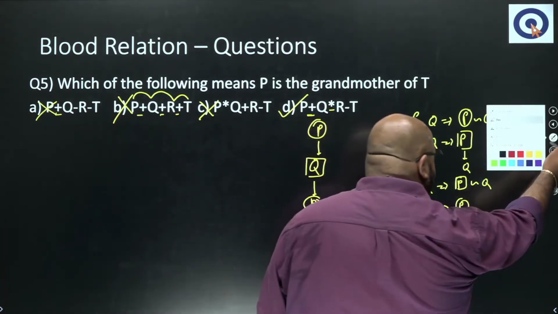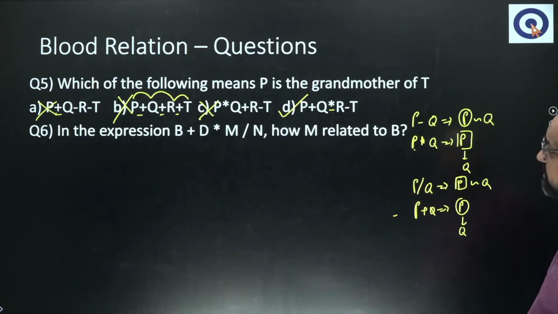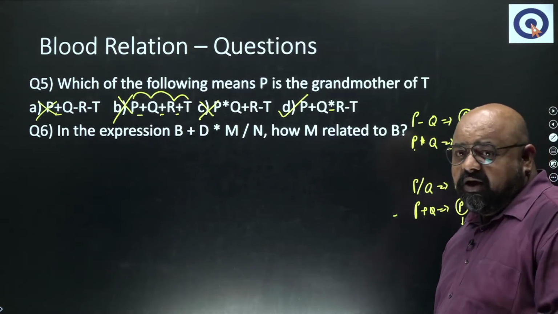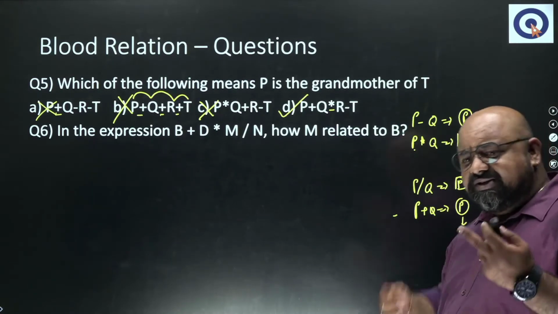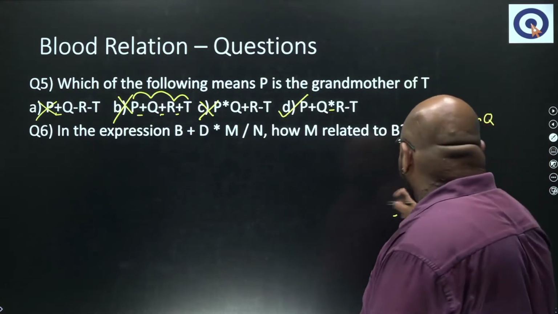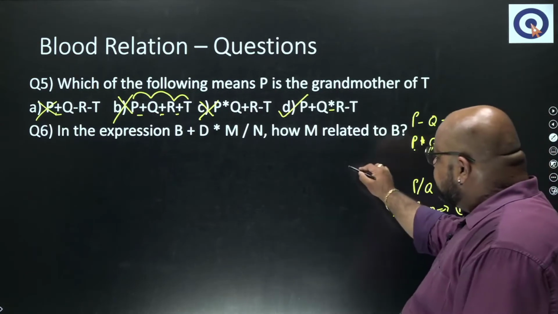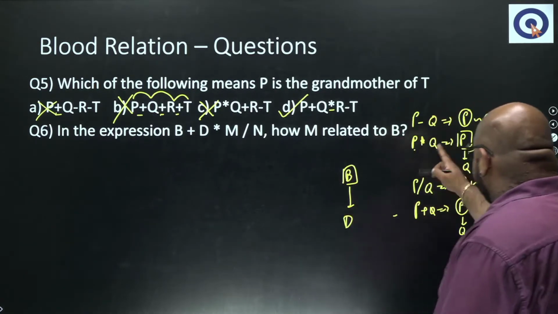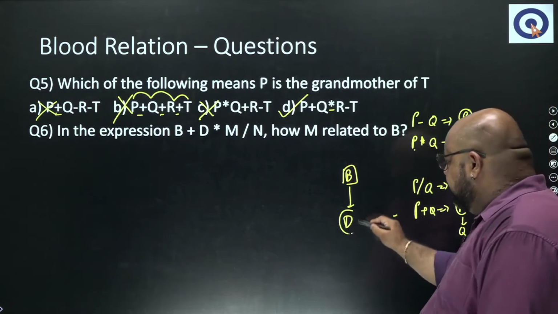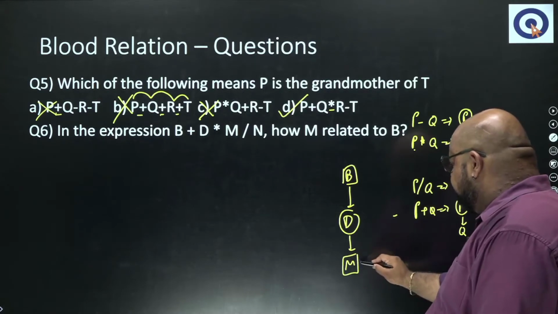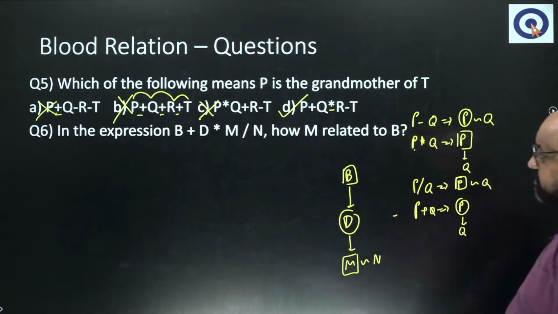The next question says, in the expression B plus D star M dash divided by N, how is M related to B? In this question, just draw the family tree and see, because only one tree is what you have to make. B plus D. Plus means father, so B is the father of D. D star M. Star means mother. D is the mother of M. Dash means brother, so M is the brother of N. This is what I get.